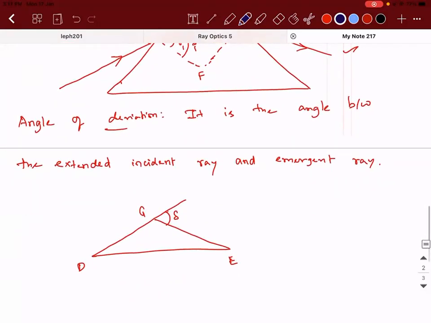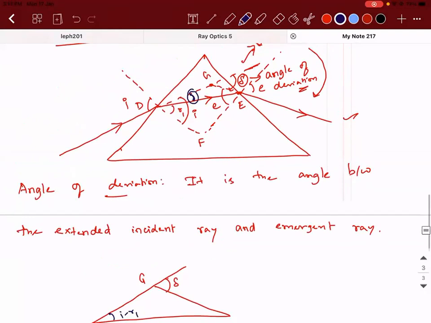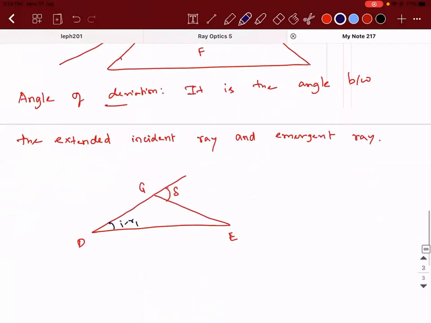It's a very simple question that I asked. It is I minus R1. Very good, it is I minus R1. In a similar way, how much is this remaining angle going to be? This is R2. So it will be E minus R2. Right. So what is delta?